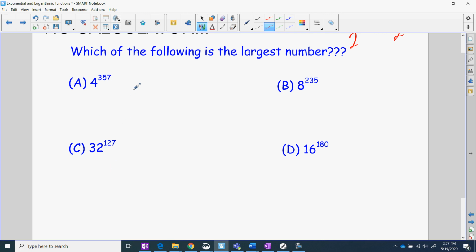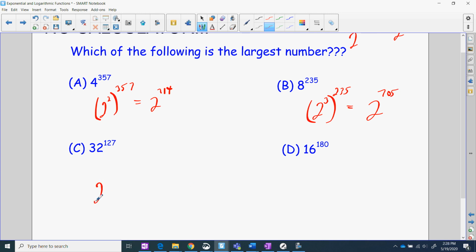Look at this one. 4 is the same thing as 2 squared, to the 357. Multiply your exponents, you're going to get 2 to the 714. 8, 2 cubed to the 235. 235 times 3 is 2 to the 705. I think I've done that right.